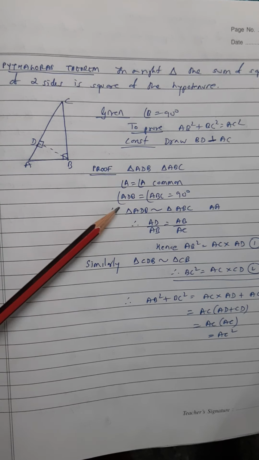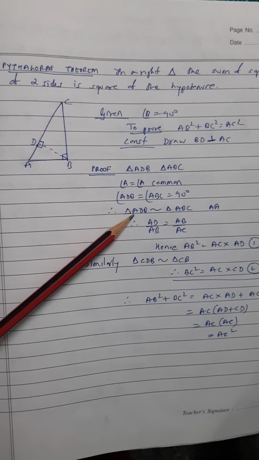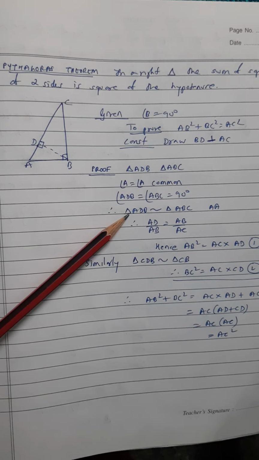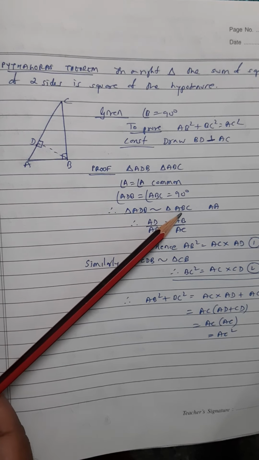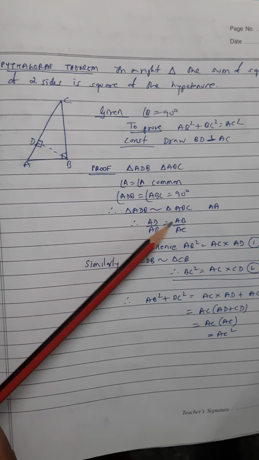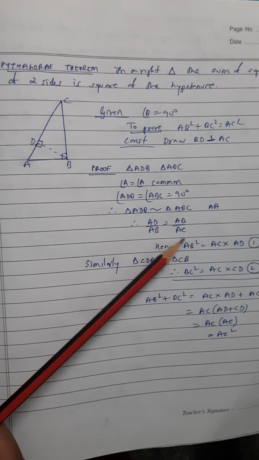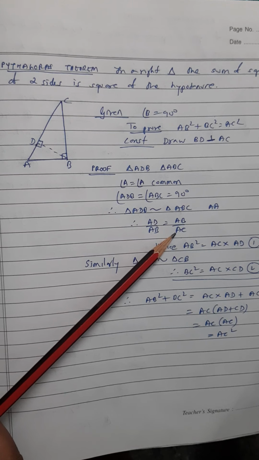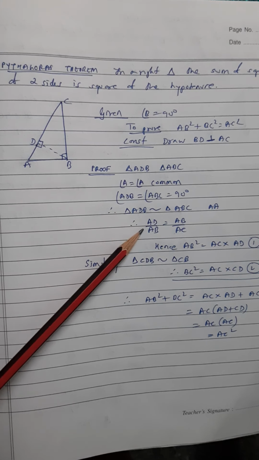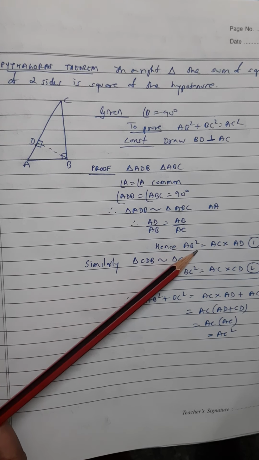So once the triangles are similar, the sides are in proportion. So we get AD by AB equal to AB by AC. Corresponding parts of similar triangles are in proportion. Now you cross multiply this, we get AB square equal to AC into AD.